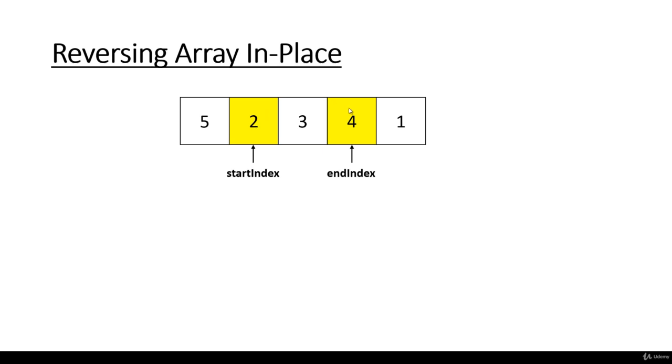Again, we have to swap the values, so 2 will be 4, 4 will be 2, and again we have to do it until the start index is not smaller than the end index. So in this case, both start index and end index are pointing to the same item, which means that the start index is equal to the end index, and this is when we know that we have to terminate the algorithm, because as you can see, we have managed to reverse the given array with an in-place algorithm. There is no need for extra memory.